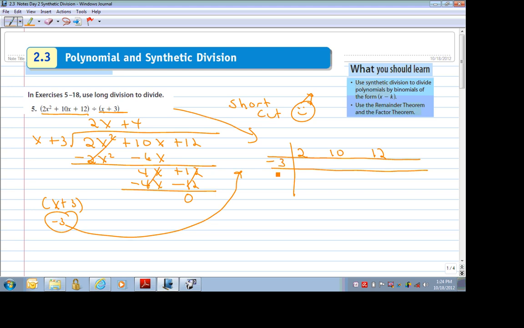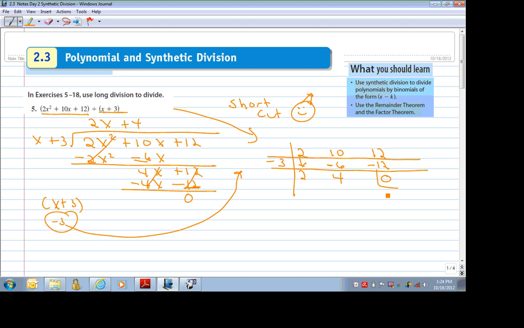We're going to divide by negative 3. The first thing we do is bring the 2 down. The first comes straight down. Then we multiply 2 times negative 3. That would be negative 6. Notice the negative 6 over here. We add down, and that's 4. Negative 3 times 4 is negative 12. Notice our negative 12 right here. And that would be 0. That would be a little bit quicker way to get to our answer.